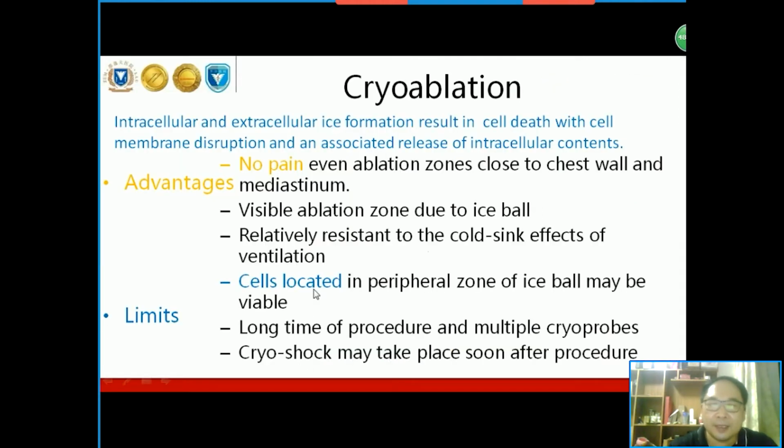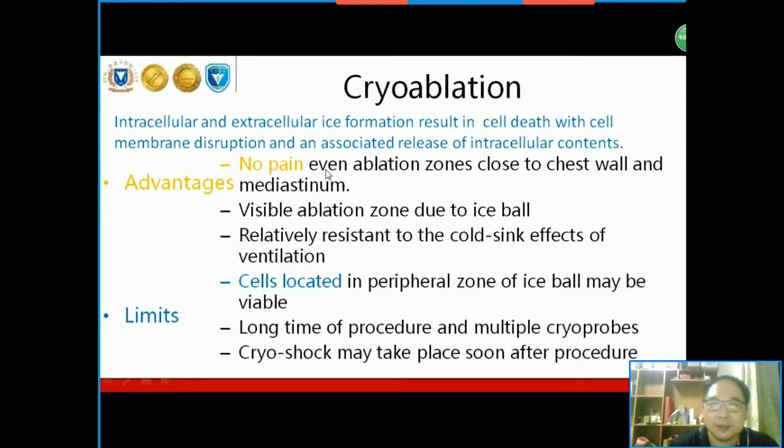And another technique is cryoablation. I think the most impressive advantage is no pain.